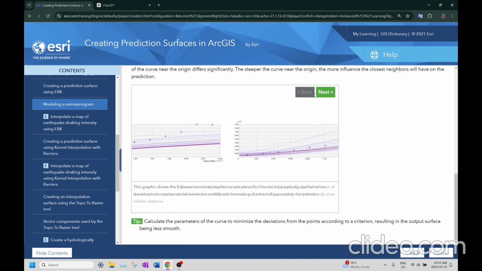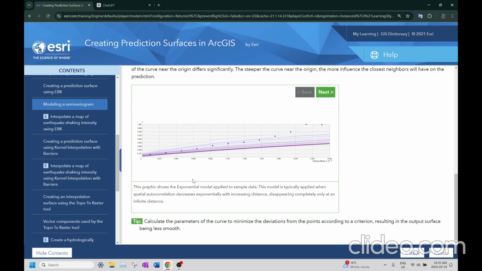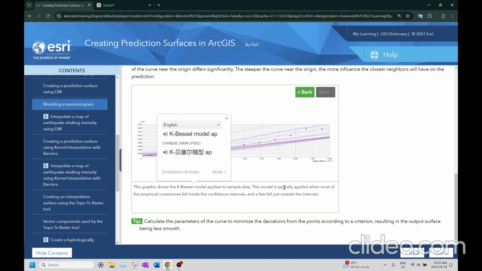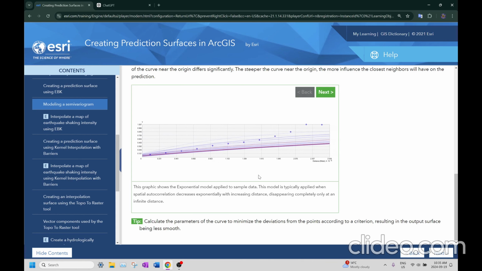So there are two charts. One is the exponential model. This one is typically applied when correlation decreases exponentially with increasing distance, disappearing completely at a certain distance. And the second one is the K-Bessel model, applied similarly. It's typically applied when most of the empirical covariance falls inside the confidence intervals and a few fall outside the intervals. So based on the attributes or properties of the chart, you can adopt a different model, so we can minimize the deviations from points according to the criteria.